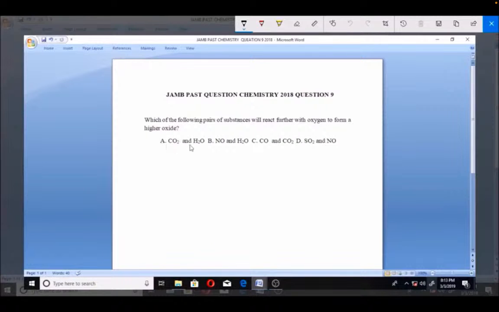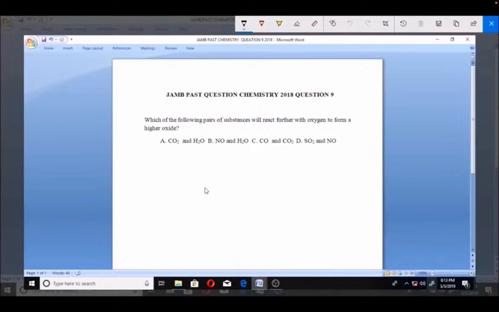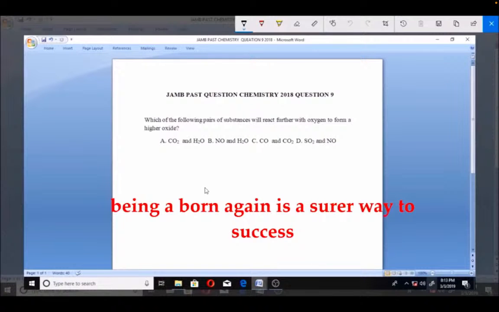A. CO2 and H2O. B. NO and H2O. C. CO and CO2. D. SO2 and NO. So which of the following pair of substances will react further with oxygen to form a higher oxide? Now, what are higher oxides?